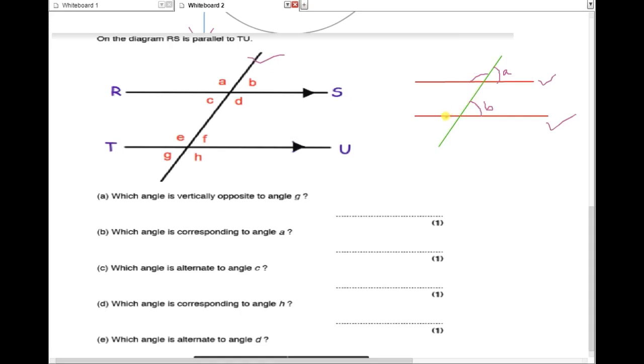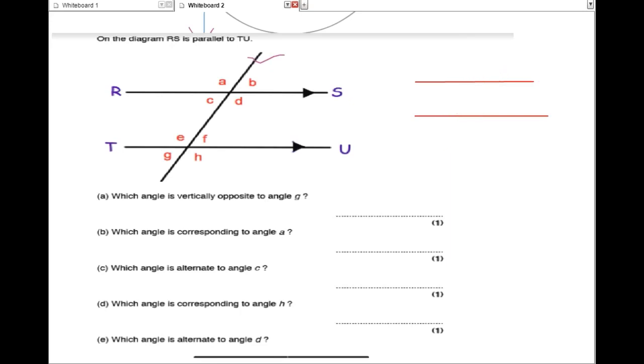In the same way, the angle which is at the left side and above this line is corresponding to the angle which is also at the left side and above the second line. They are also the same because they are corresponding to each other. So corresponding angles are at the same side and at the same position. Both are above, both are below, both are at the right, both are at the left. So their sides and their positions are the same.